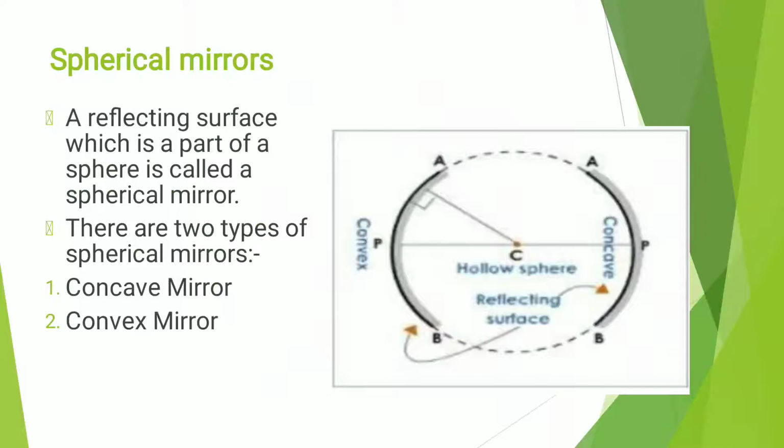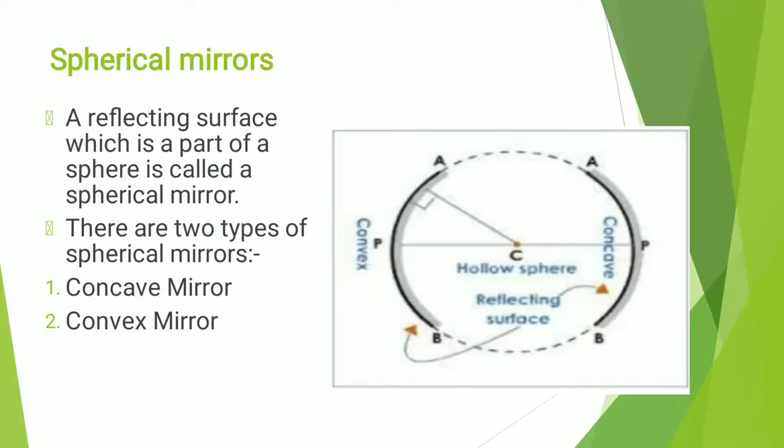Let us first understand what we actually mean when we say a spherical mirror. A reflecting surface which is a part of a sphere is known as a spherical mirror. There are two types of spherical mirrors. These are: first is the concave mirror and the next one is the convex mirror.